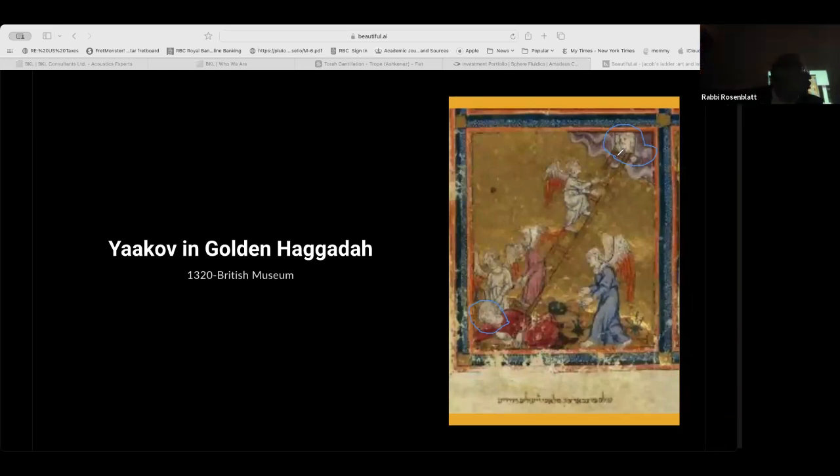This is a Jewish production. This was produced in 1320. It wasn't taken by the British Museum in 1320. 1320 Spain. So this is contemporary with, maybe a few years after Nachmanides is when this would have been produced. This is clearly somebody who knew the Talmud. This is a depiction of the Talmudic interpretation of this verse, right?